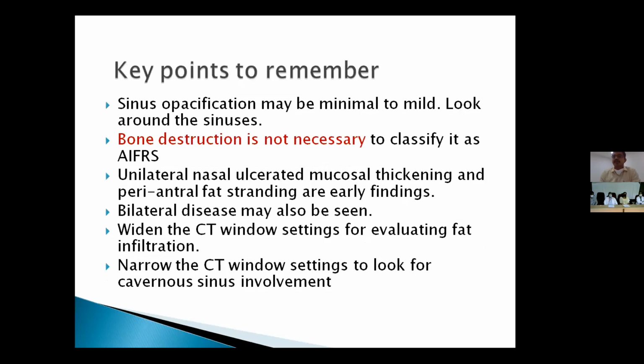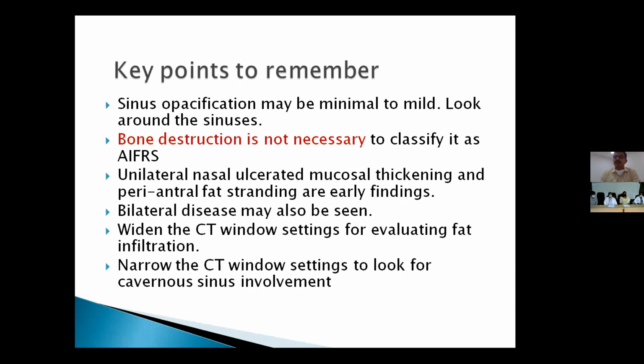So the key points to remember are: sinus opacification may be minimal to mild. Always look around the sinuses. Though the opacification is mild, always look around the sinuses to see any subtle form of extra sinus involvement, in the form of preseptal thickening or periantral thickening or soft tissue, minimal subtle bone defects there. And bone destruction is not necessary to classify it as acute invasive fungal rhinosinusitis. Though it may be present, it is not necessary to tag it as acute invasive fungal rhinosinusitis.